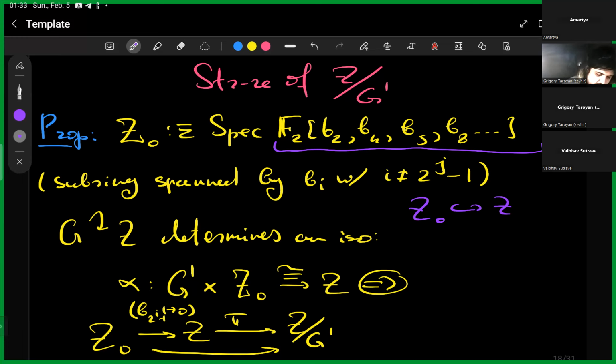So the action of G on Z determines an isomorphism. So G prime times Z sub 0 is actually isomorphic to Z. Or another sort of equivalent way to state this is that, well, it's not equivalent, but it follows that the composite map of this inclusion and this projection is actually an isomorphism of schemes.